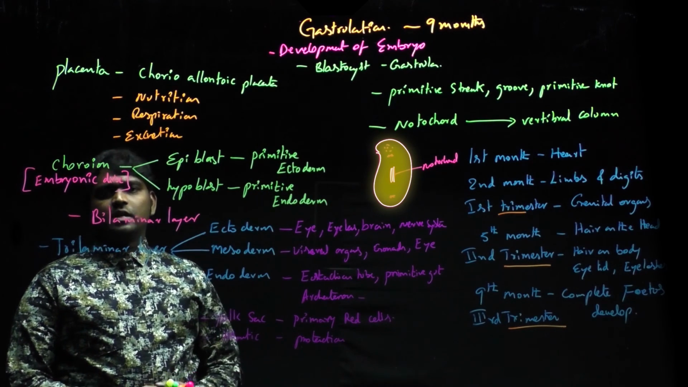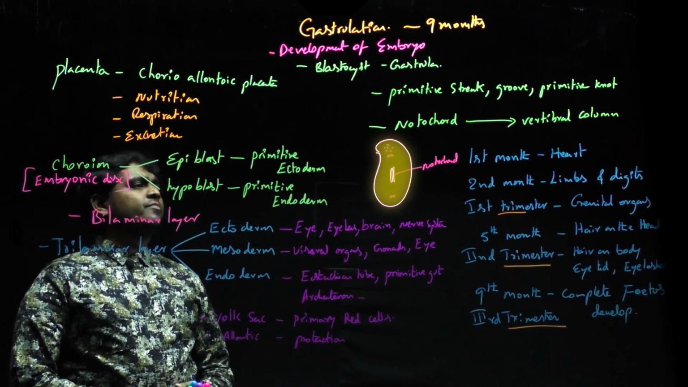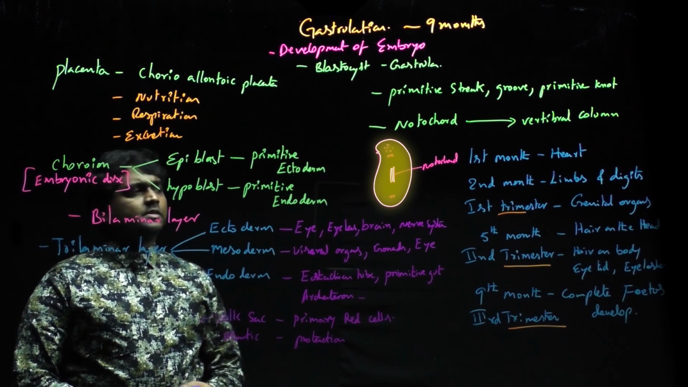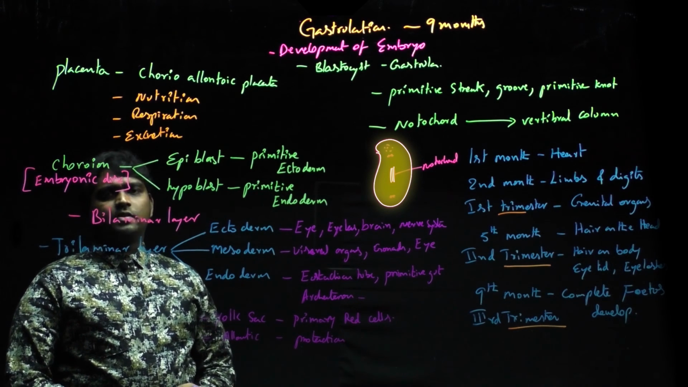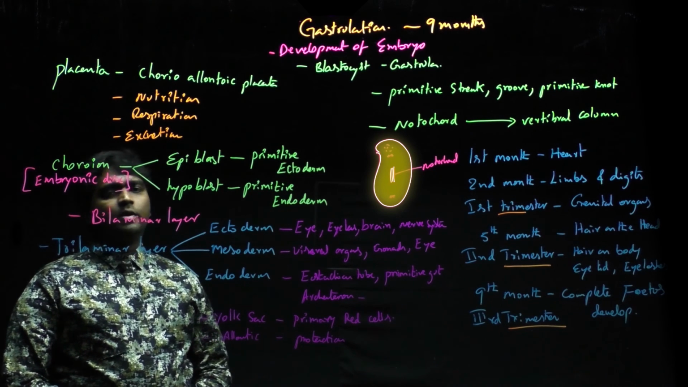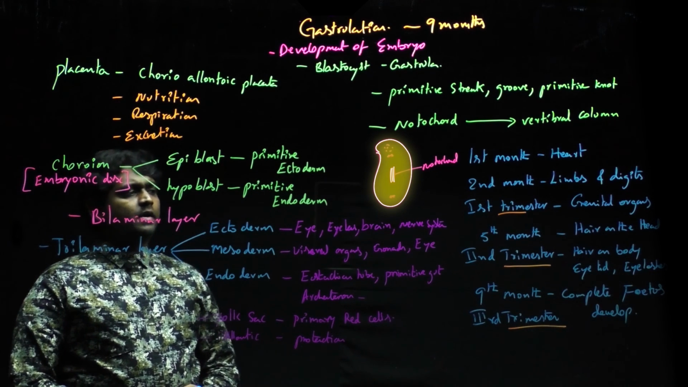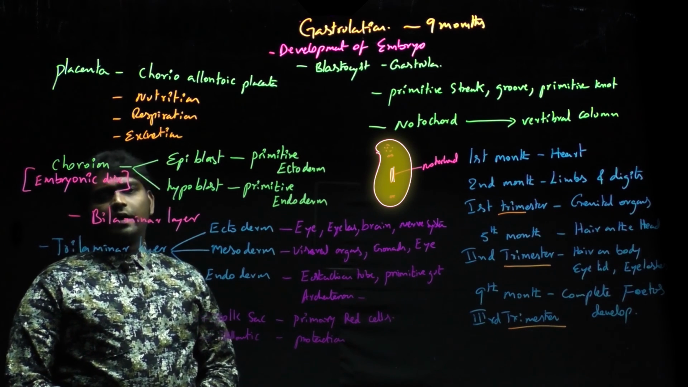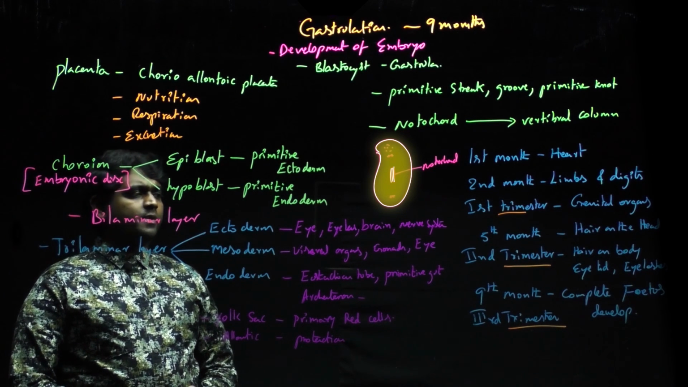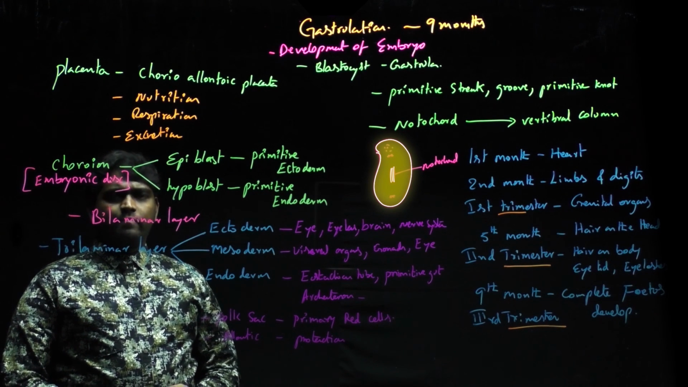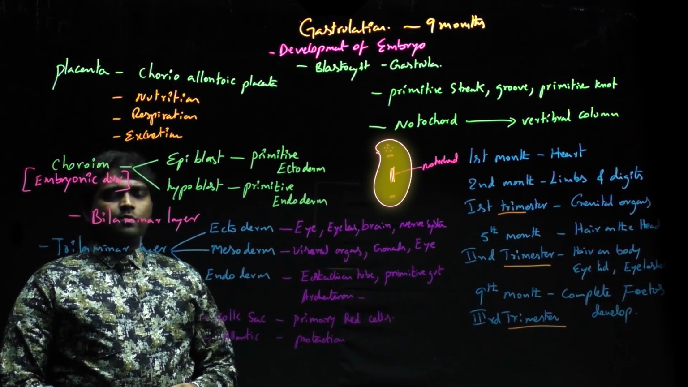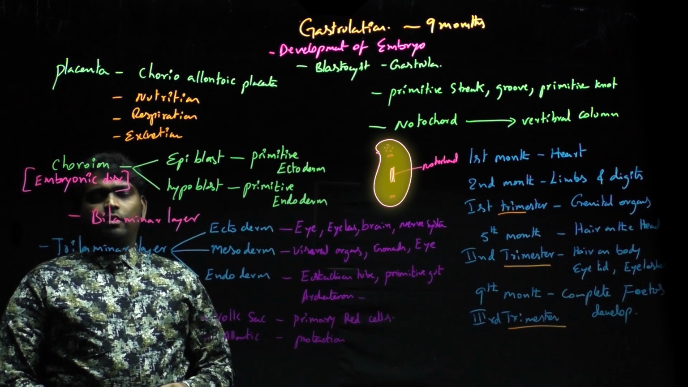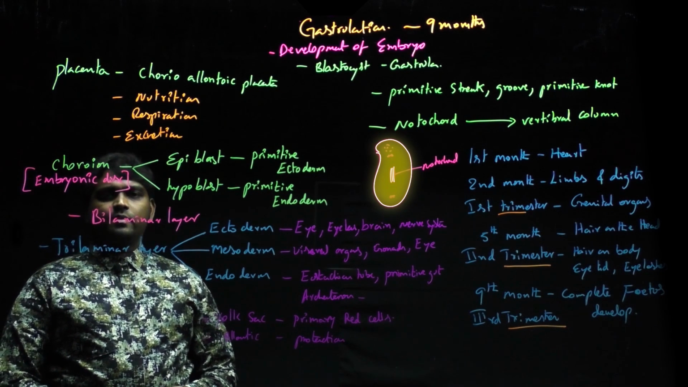So what are the changes in the 9 months of gastrulation? In the first month the heart is developed, in the second month limbs and digits are developed. In the first trimester the genital system is developed. In the 5th month hair on the head develops, and in the second trimester eyelids, eyelashes and body hair are developed. In the 9th month the complete baby, the fetus, is developed. Now gastrulation is completed. I hope you understand the topic. Thank you so much.